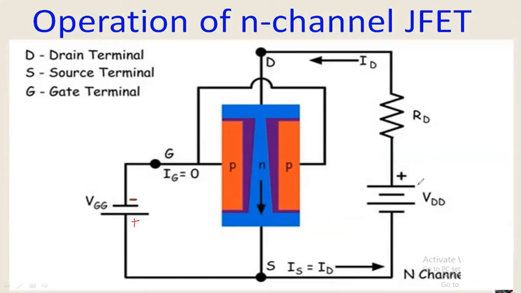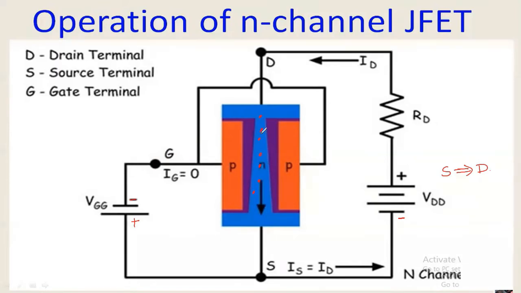And next, let us see the VDD polarity. This VDD is applied such that it will make the charge carriers flow from source to drain. Now, here in the N-channel JFET, the channel is of N type. So the channel consists of majority charge carriers as electrons, because this is of N type. So you have electrons in this channel.